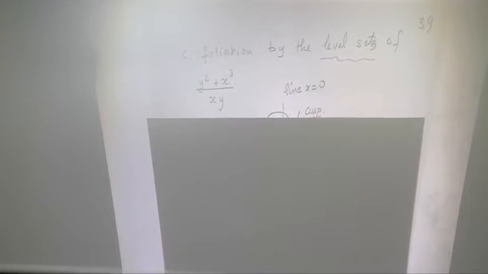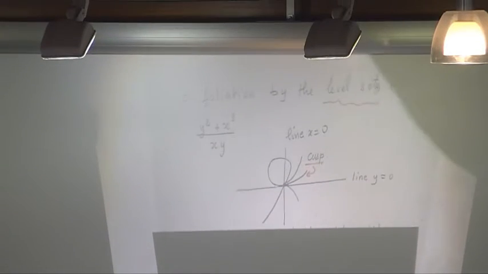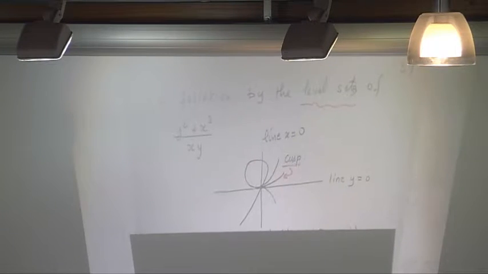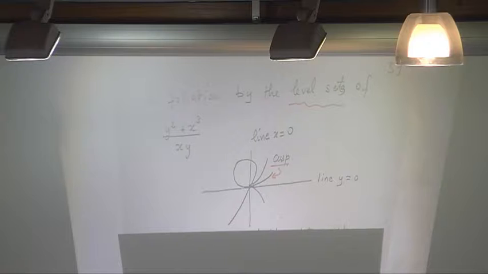Another example of the same type, but here it needs two blow ups. So I take this function. And it's easy to make the picture of the leaves of the level sets of this function. You have a cusp, y2 plus x3. You have two lines, the two axes. And you have now a family of cubics of this type.